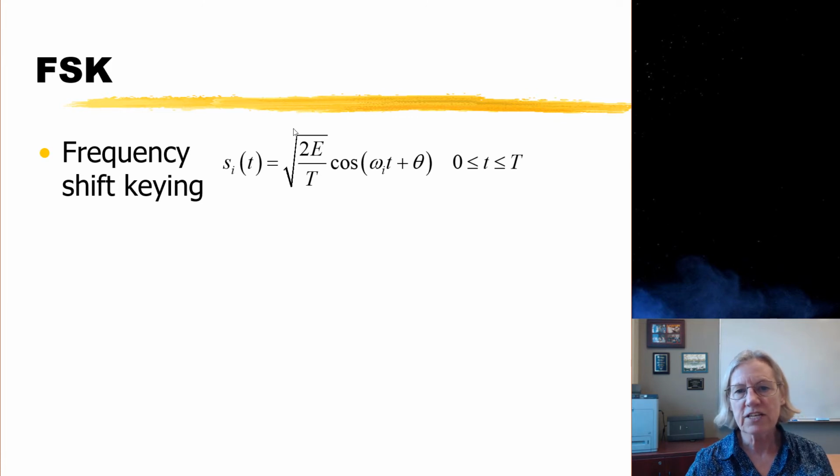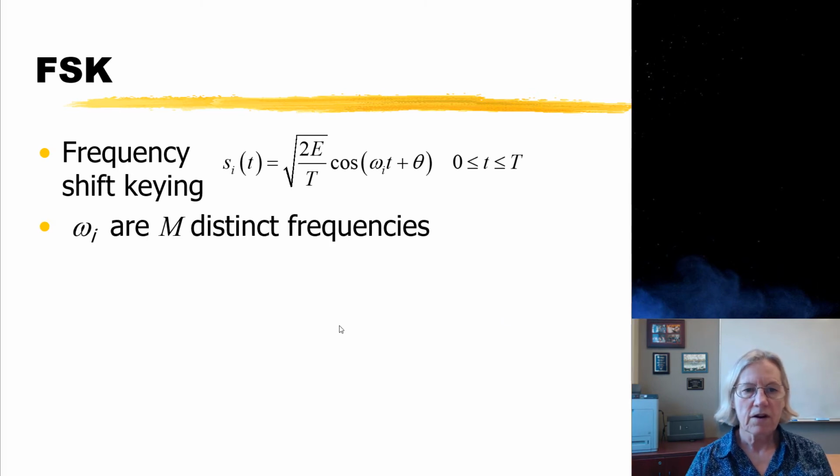Again, we have the equation here for the waveform, which is based on a cosine. And this time, this theta just represents some arbitrary unknown phase offset. But the information is now coded in the frequency, hence frequency shift keying. And now I have the index i to say there will be a different frequency for each one of the symbols that I want to transmit. And again, we assume that this signal is zero except in the symbol interval. So there are M distinct frequencies, one frequency for each of the symbols in the M-ary modulation.